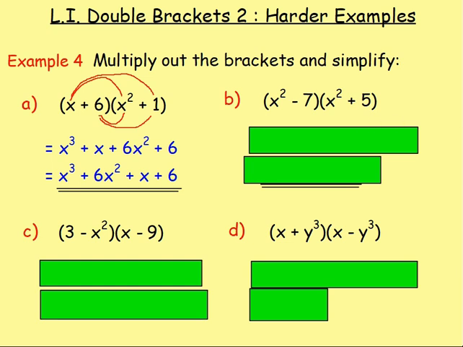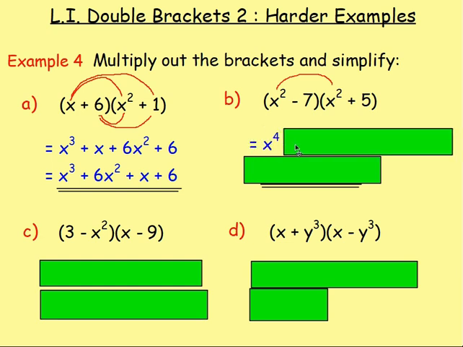I think about rainbows! Go for it then. So x squared times x squared. Remember, x squared is x times x. X squared here is also x times x. So really you've got x times x times x times x, which is x to the power of 4.